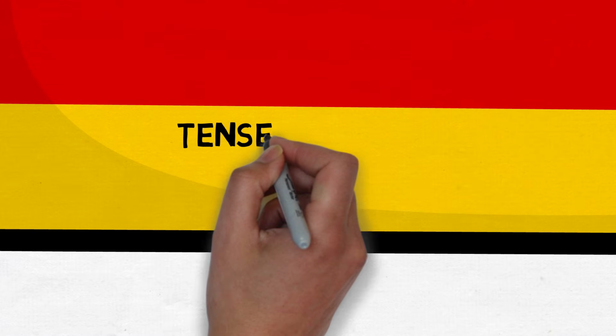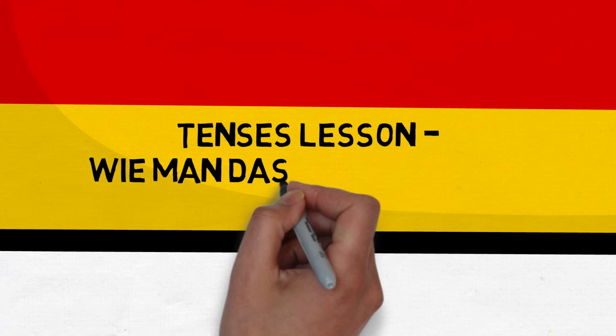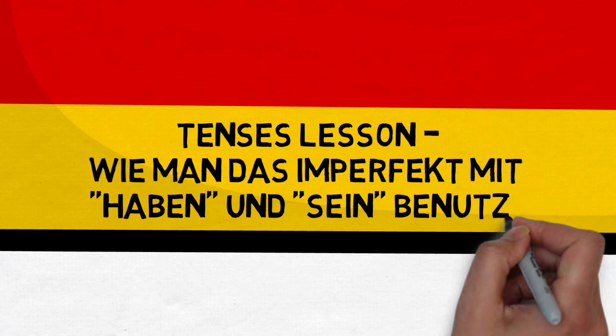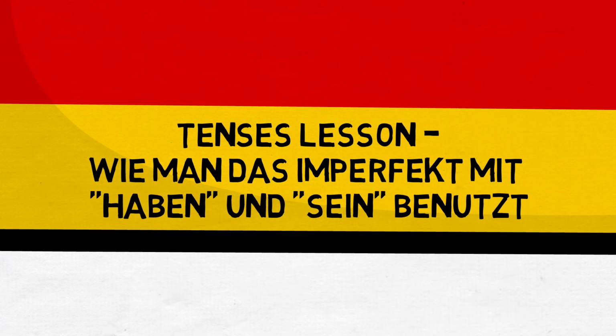Diese Stunde über die Zeitformen, This Tenses Lesson, heißt, wie man das Imperfekt mit den Verben haben und sein benutzt. How to use the imperfect tense with the verbs haben and sein.